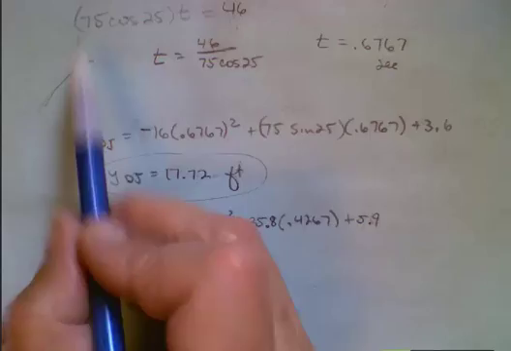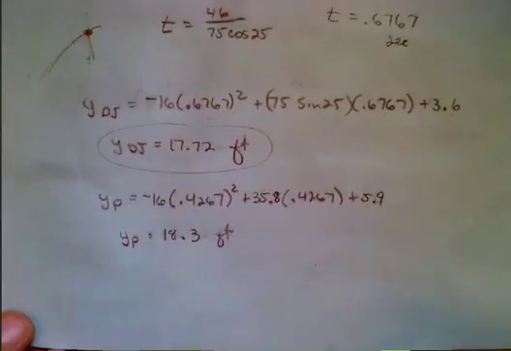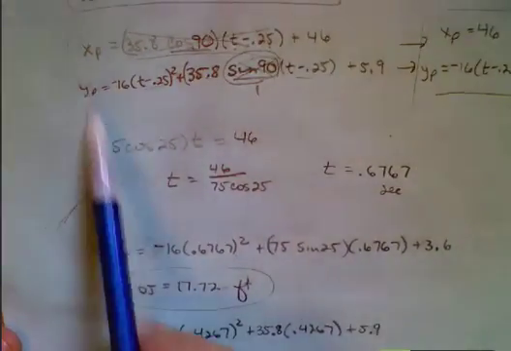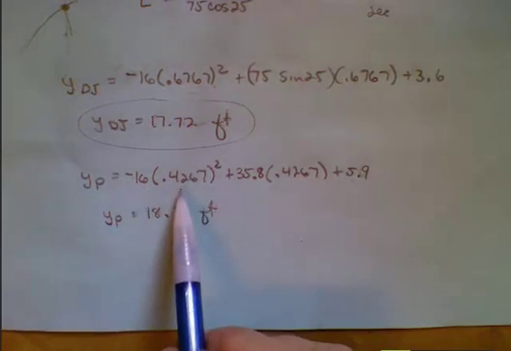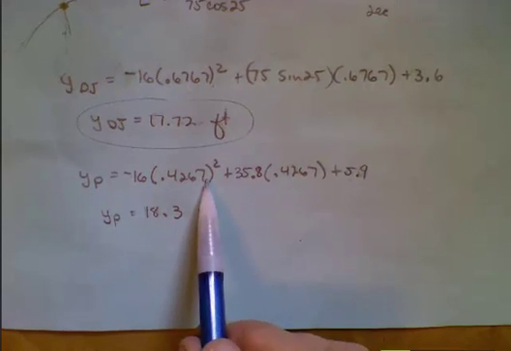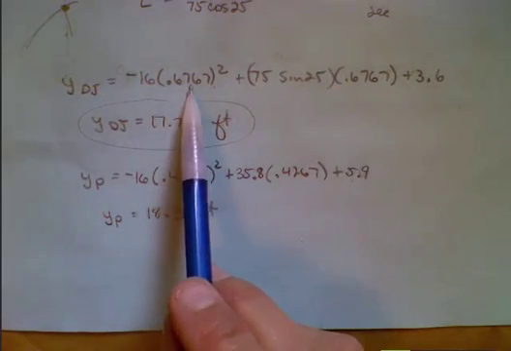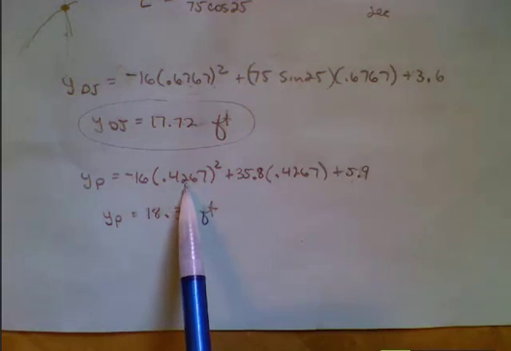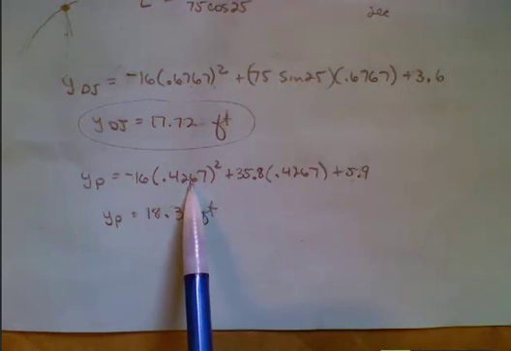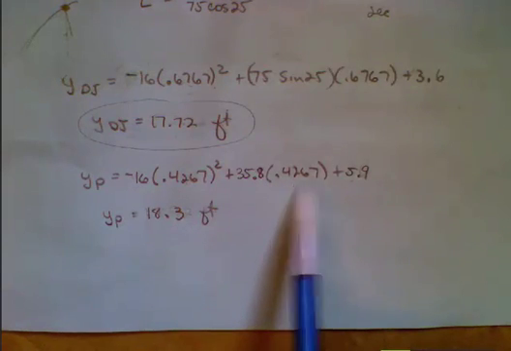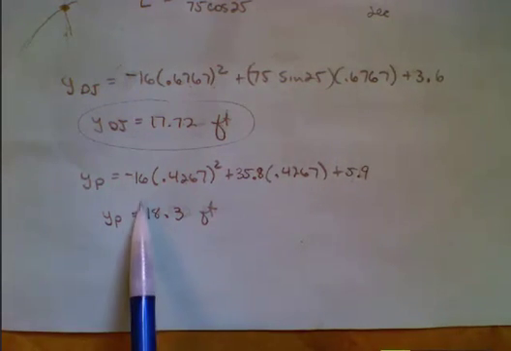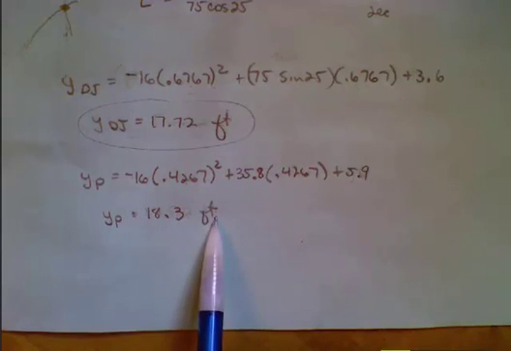So now I just have to figure out where the glove is at that time. Remember, when you put in a time, the time was t minus 0.25, so it's a quarter of a second later. When I type it into my equation, it's going to be negative 16 times 0.4267. That's what I get when I take this time, my t, and subtract 0.25. So this is t minus 0.25 squared plus 35.8 times t minus 0.25 plus 5.9. And I found out it was 18.3 feet above the ground.